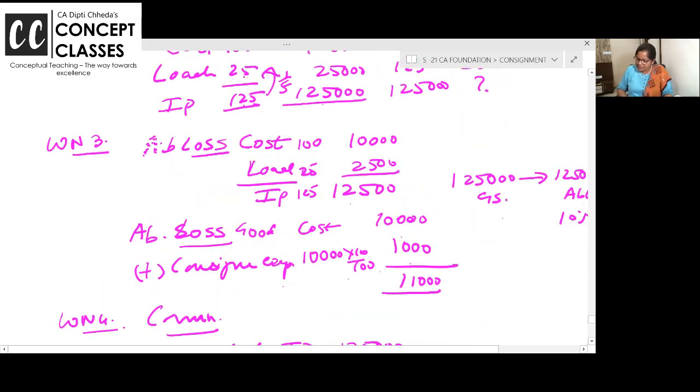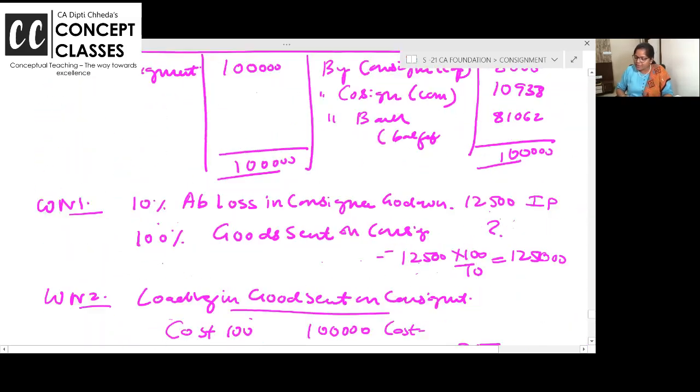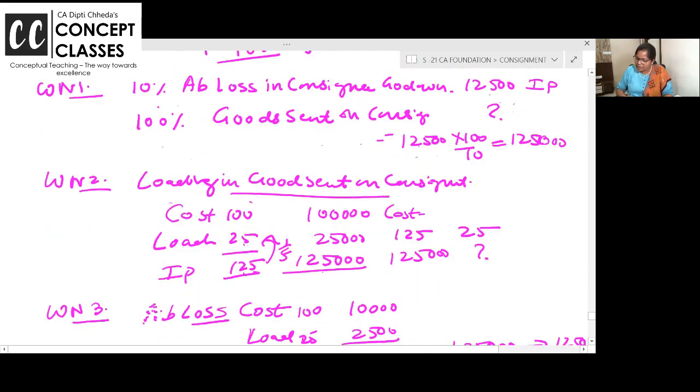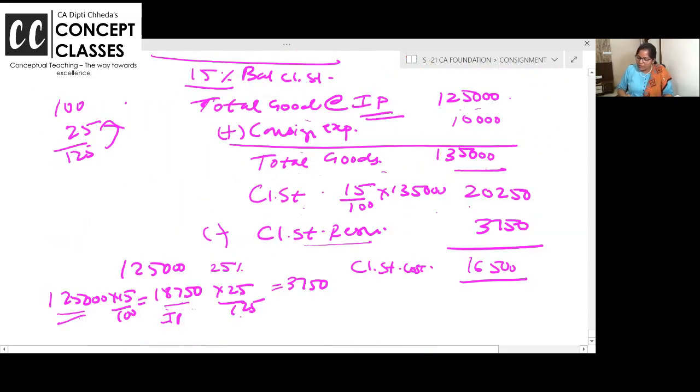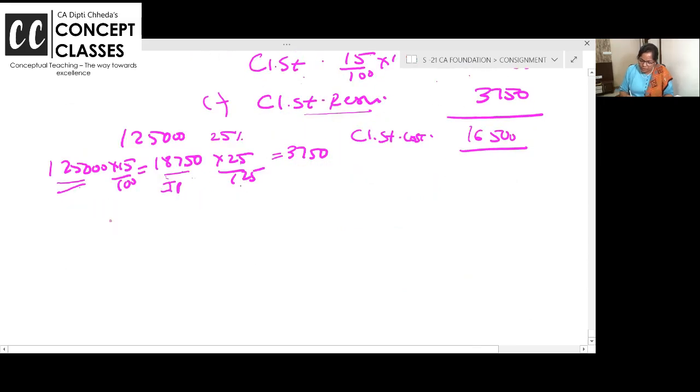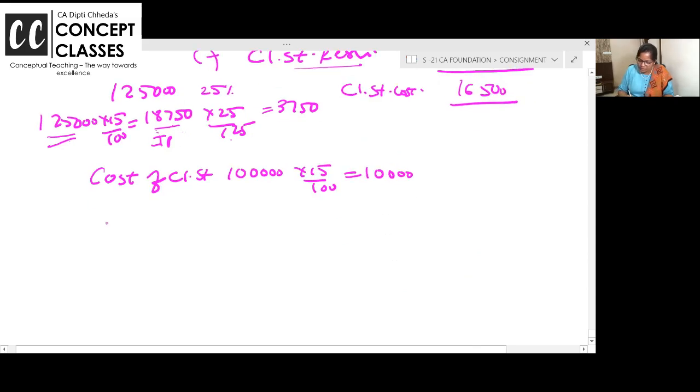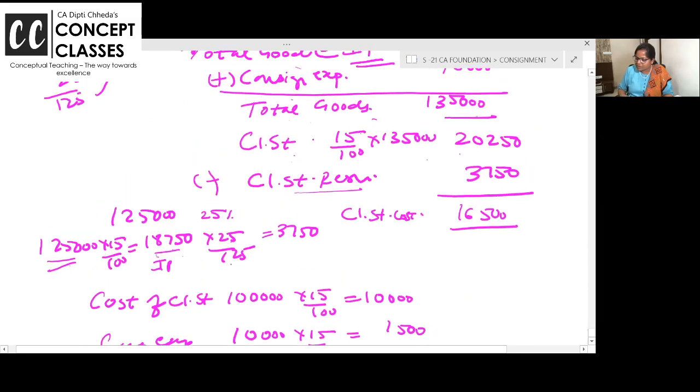Thank you so much that it is clear. Still, did everyone get 81? 81,062 and close? Yeah. Please come here for the closing stock. If you want, you can take the cost of the closing stock. Cost of closing stock is 1 lakh. 15% is left. 10,000, consigner's expense 10,000. We will take 15% of that also, 1,500. 11,500 is the cost.